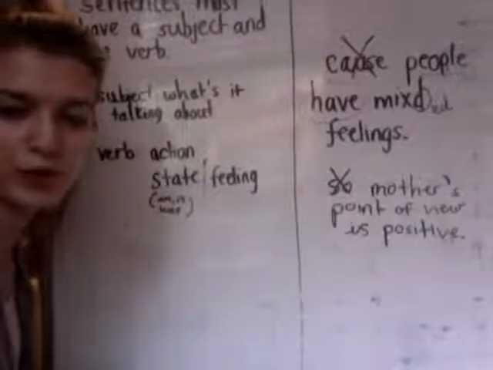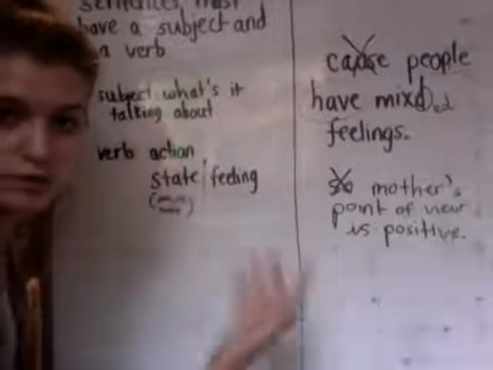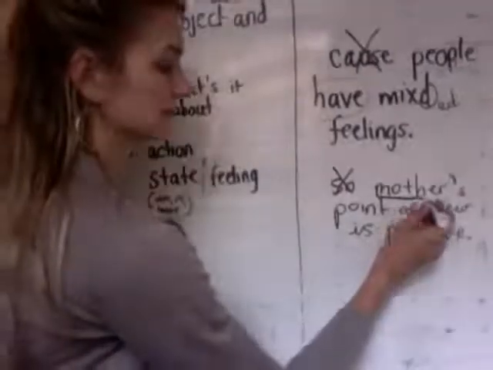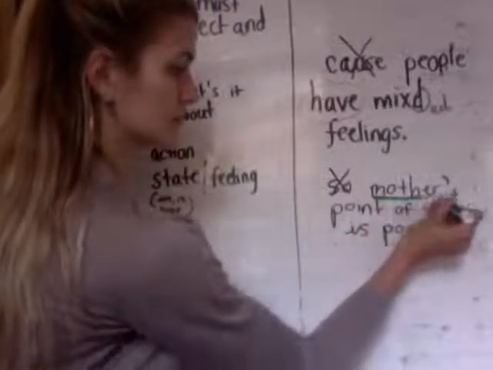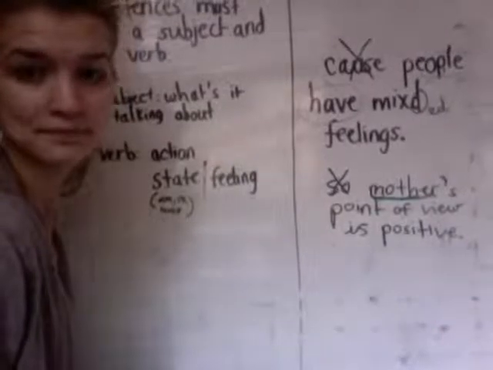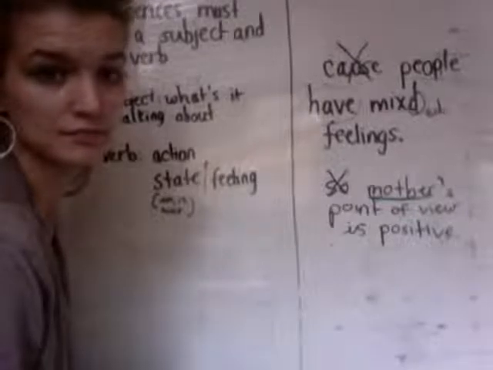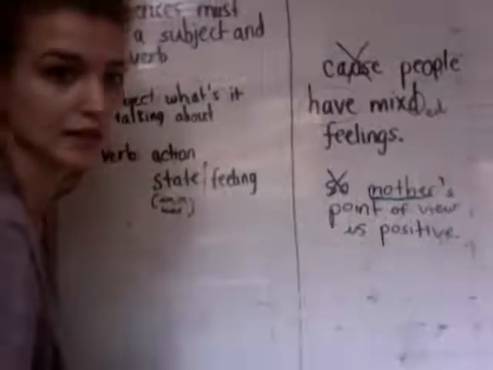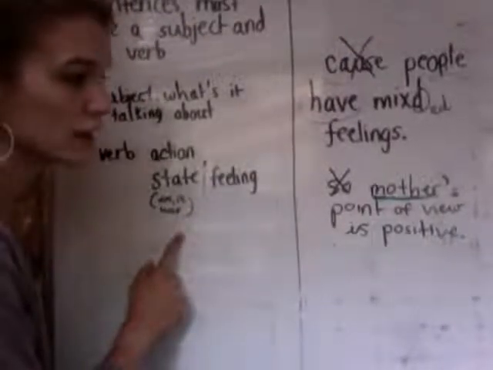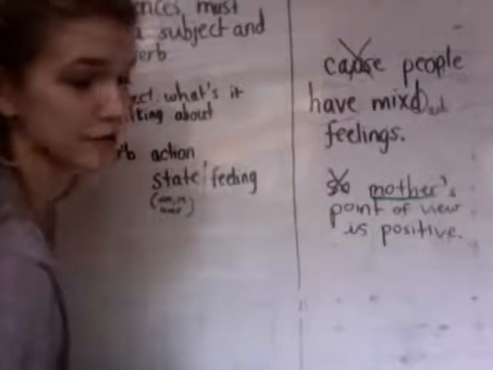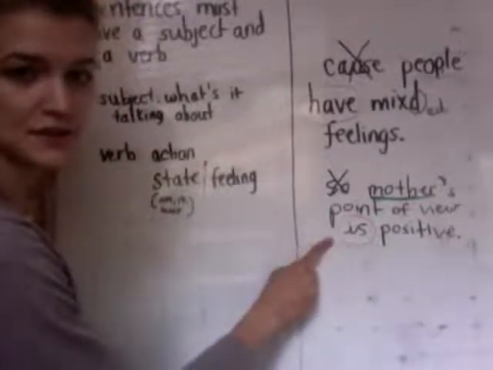Now it says "mother's point of view is positive." Okay. Who or what is the sentence talking about? It's talking about mom. It's talking about mom's point of view. And remember, what's tricky is what about her? What is she doing? In this case, the verb is "is." "Is" is a verb for state.